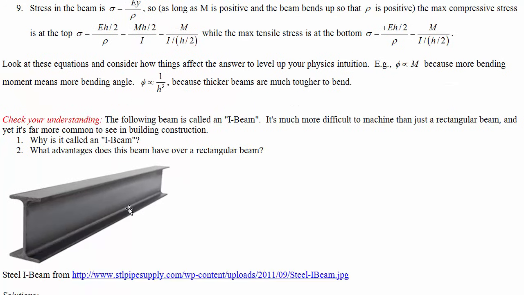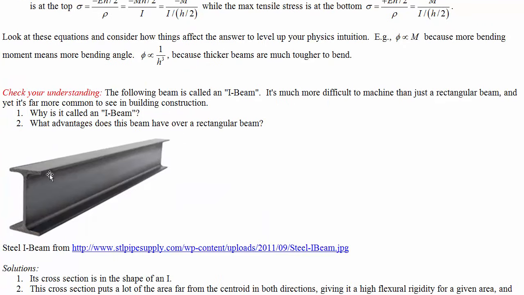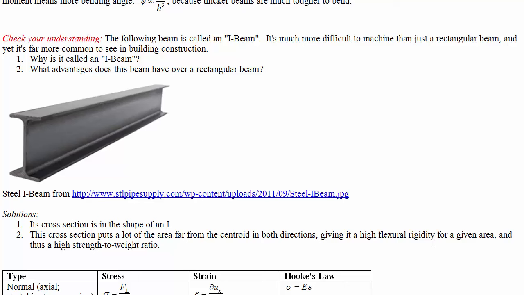That means that it's going to have a comparatively large second moment of area in either of those dimensions compared to its actual area. And so a high flexural rigidity for a given area and a high strength to weight ratio. It's going to resist bending a lot for a given weight. It's not going to resist it as much as if this was all filled in. But if you were to fill that all in, then the beam would be way, way heavier.